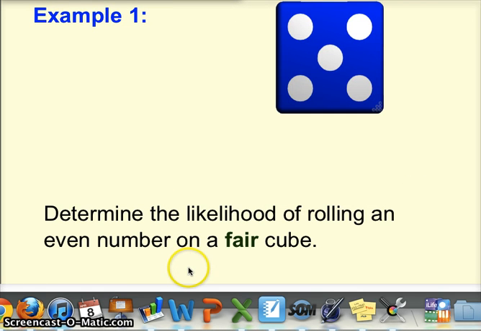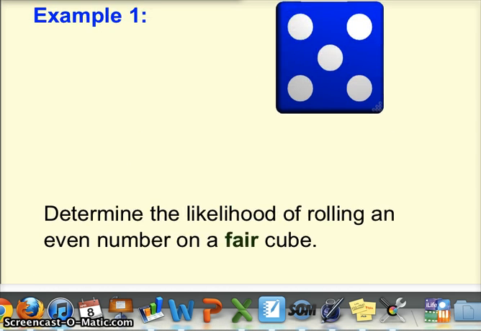So in this first example, we want to determine what is the likelihood of rolling an even number on a fair cube. Notice that we have this word fair. As we talked about in the previous lesson, this word fair just indicates that the chances of rolling any of the sides on this cube is equally likely to occur. So there's no chance that one is weighted heavier on one side than the other. Everything has an equally likely chance of occurring.